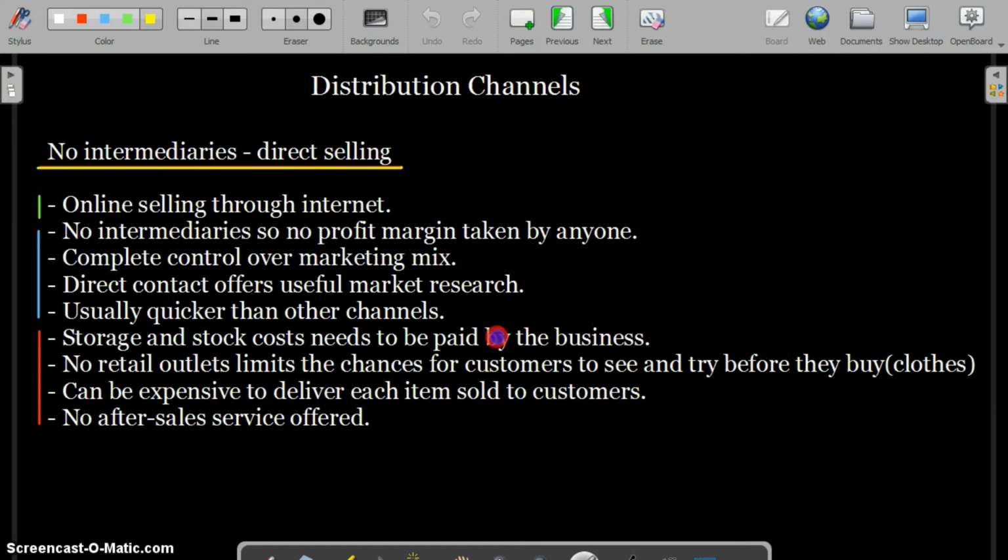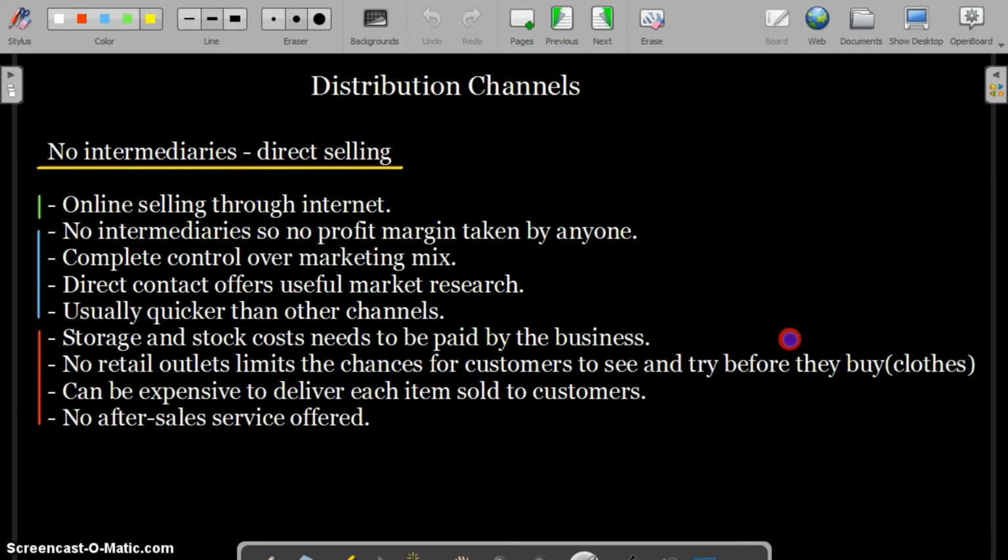And as there are no retail outlets, it limits the chances for customers to see and try before they buy. For example, things like clothes, you don't have any specific outlets where people can first try and see before they decide on buying the product or not. Generally in online selling, it could be a problem that customers might think it is beautiful, but when they see the actual product, they might think, oh, it's not as good as it was in the picture, or maybe they could have some size issues. But generally these size issues can be covered by an exchange policy, and there's also a return policy offered by such businesses.